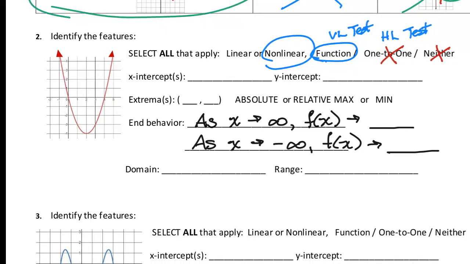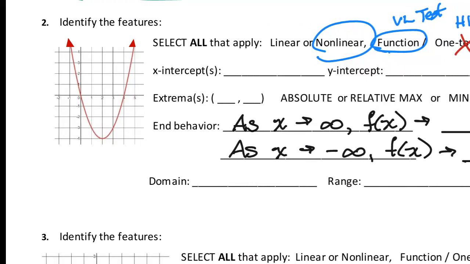X-intercepts. Where will I find the x-intercepts? Omar. Where will I find the x-intercepts? On which axis? On the x-axis. So where on the x-axis does my graph pass through the x-axis? Edward, what do you think?